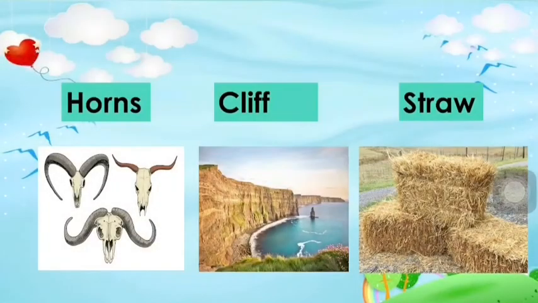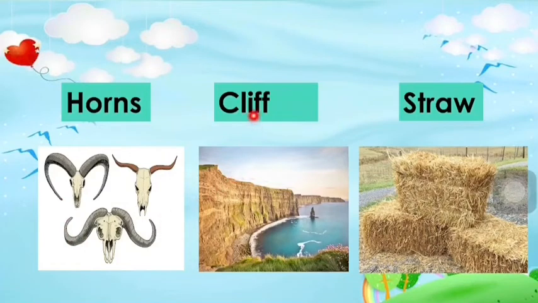The first word is horns. Horns are present at the head of a goat, sheep, or any other animal. Now see, children, they are present in pairs. What are pairs? When two things are present together. So horns are the permanent outgrowths present at the head of animals. These are very hard. They may have pointed ends or they may be curved.